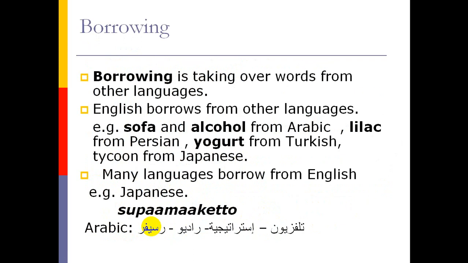Borrowing is taking over words from other languages. English borrows from other languages. For example, we have sofa and alcohol from Arabic, lilac from Persian, yogurt from Turkish, tycoon from Japanese. Many languages borrow from English. Japanese, for example, supermarketo. This is a Japanese word which is taken from English. Arabic words which are originally taken from English: we have television, strategia, radio, receiver. So all these words are borrowed from the English language.